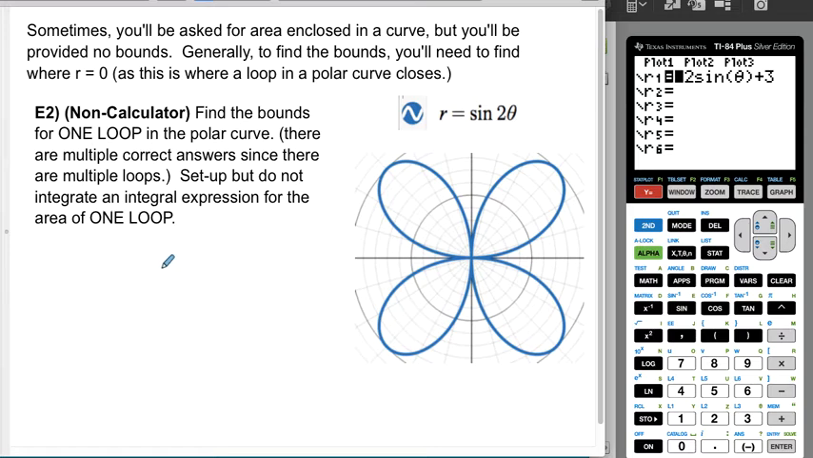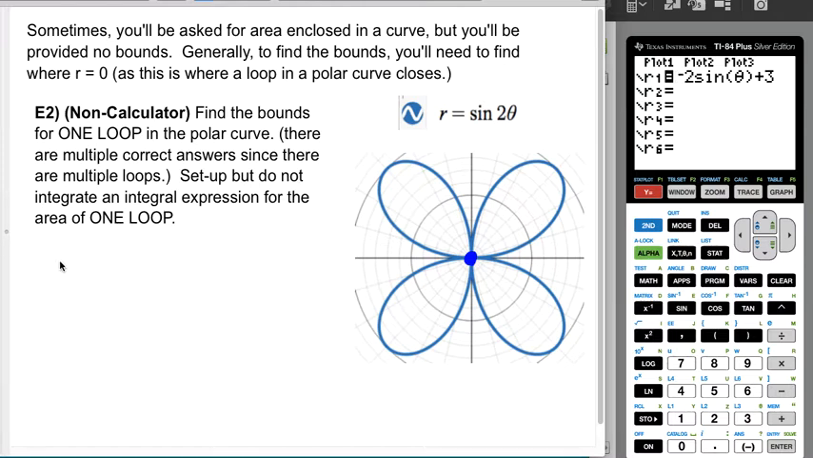All right, let's keep moving. Sometimes you'll be asked for the area enclosed in a curve, but you'll be given no bounds. If that happens, you usually need to find the bounds. So you'll need to find where r is 0 because that's when these things touch again at the pole. It's like when a loop closes. So find the bounds for one loop of the polar curve. There are multiple correct answers here, and then we're going to set up but not integrate an integral expression for one loop, for the area of one loop.